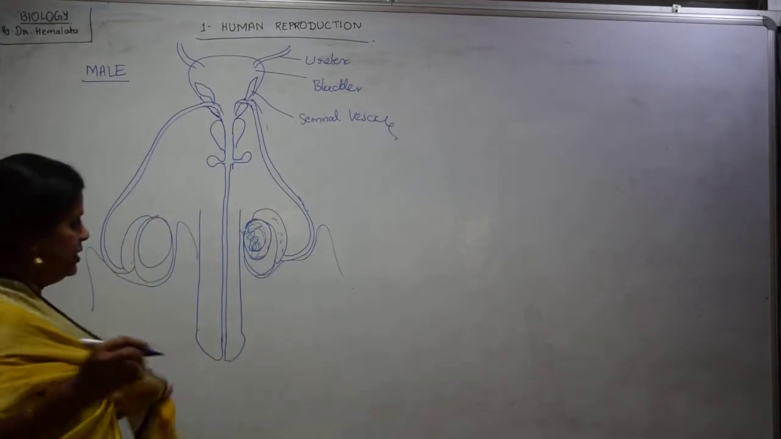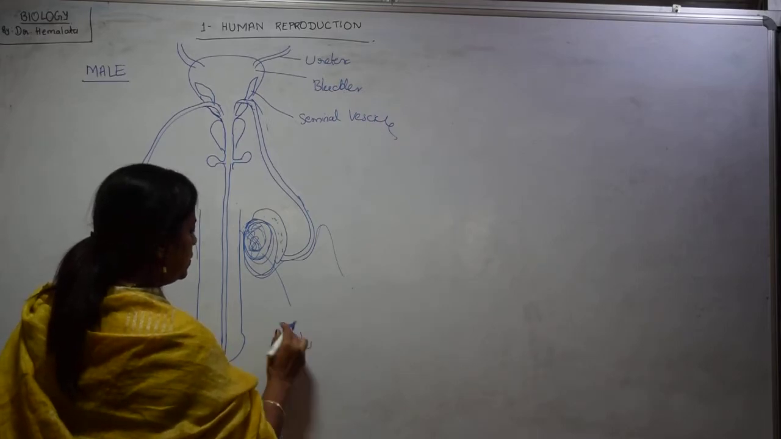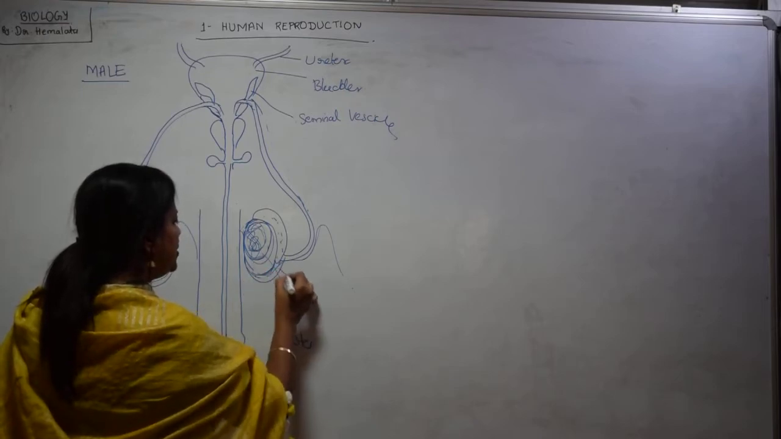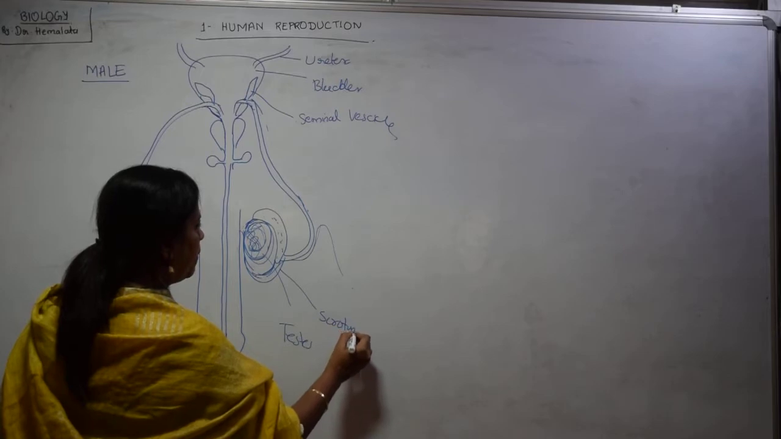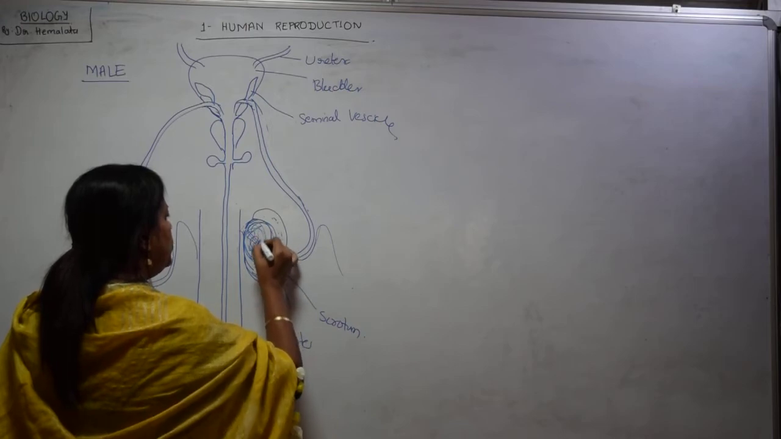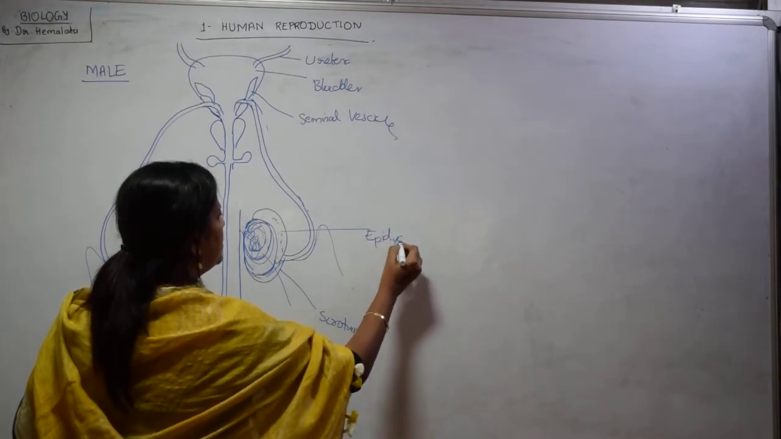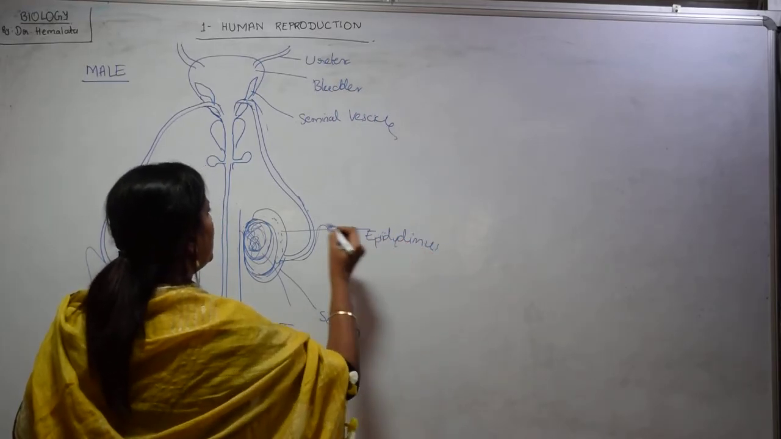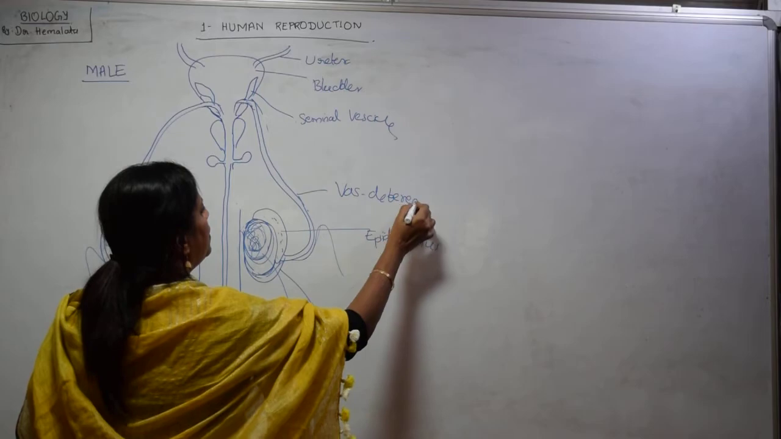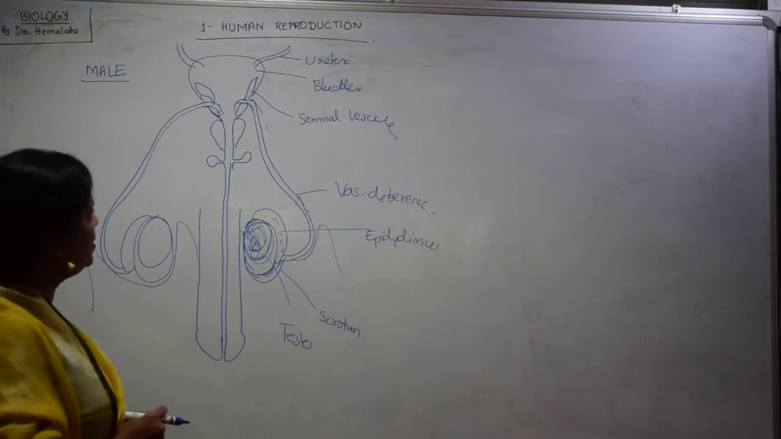So let us label all these parts. What I have drawn here is the testis. The sac I have drawn here is called the scrotum. And in the upper part, where they are all releasing, these are the seminiferous tubules inside the testis. This we call the epididymis. And this is called the vas deferens. Plural is vas deferentia, singular is vas deferens.